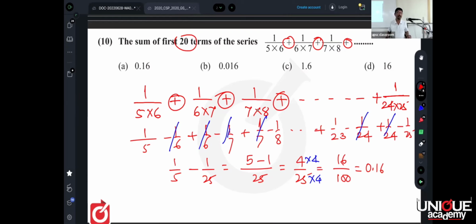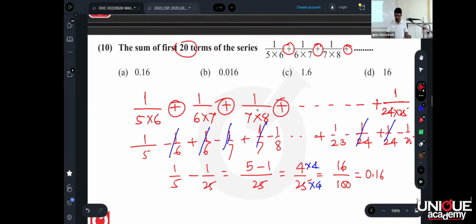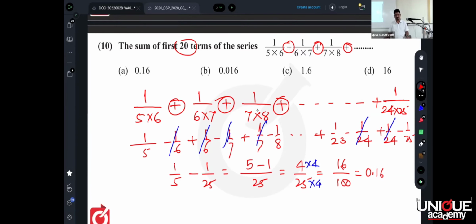To get the answer of this question, going through the options also will take very little time. How to get that? Let me tell you. But for that, the options should be adjusted so that we can easily eliminate them. Right now, the first term is 1 upon 5 into 6, that is 1 upon 30. The second is 1 upon 42. The third is 1 upon 56, and so on.